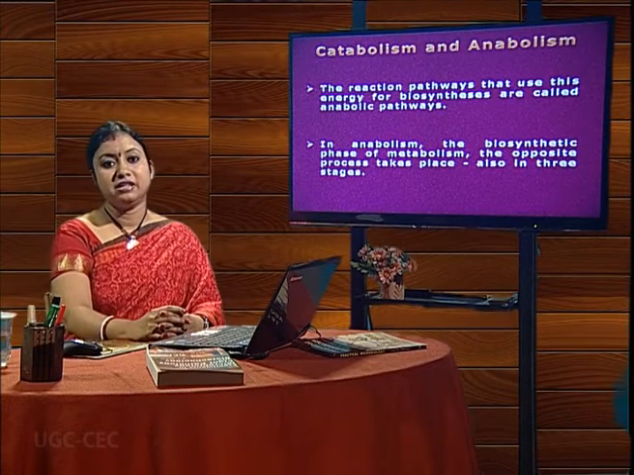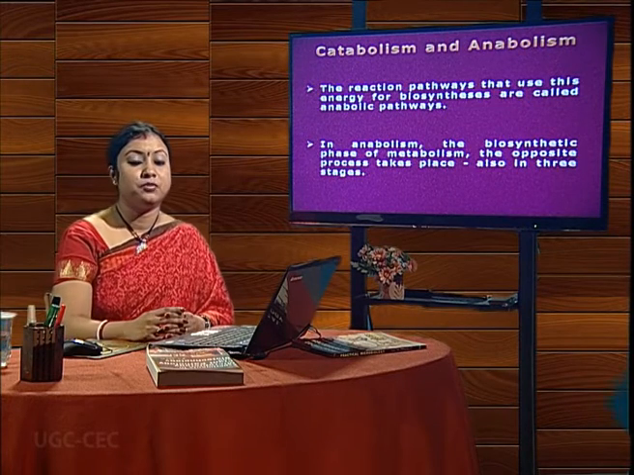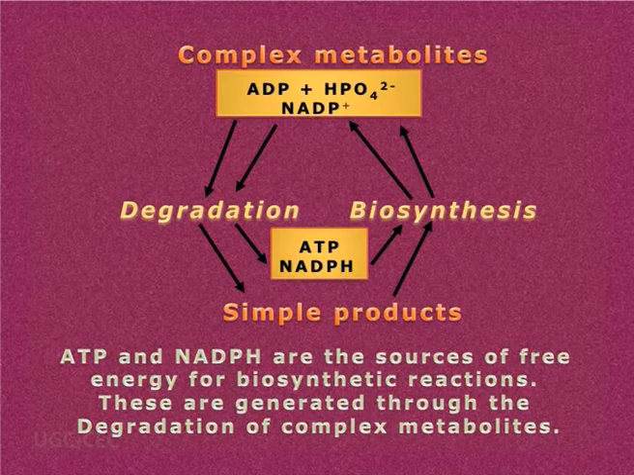The biosynthetic pathway is known as anabolism. Similarly, like catabolism, it also proceeds in three stages. But here, the precursor molecules generated in catabolic pathway are first converted to building blocks which are finally assembled into macromolecules. Now to summarize the two pathways, here we can see in the diagram that complex metabolites are degraded into simpler products, and the free energy is conserved in the form of ATP and NADPH, which in turn provides the free energy for biosynthesis of various macromolecules.